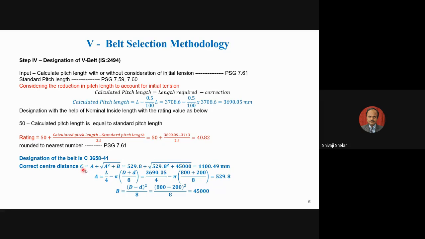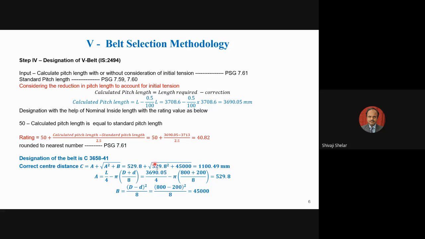Correct center distance formula: C is equal to A plus under square root A square plus B, where A is equal to L by 4 minus pi into D plus B upon 8. So when you put the calculated value of L, 3690, and the B and D values here, we get this value as 529.8 millimeter. And B is equal to D minus D square upon 2, 8. These formulas are from page number 7.61, where the A and B formulas are given. So B comes out to be 45,000.